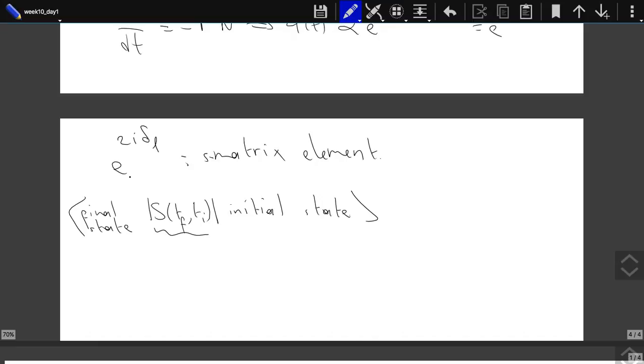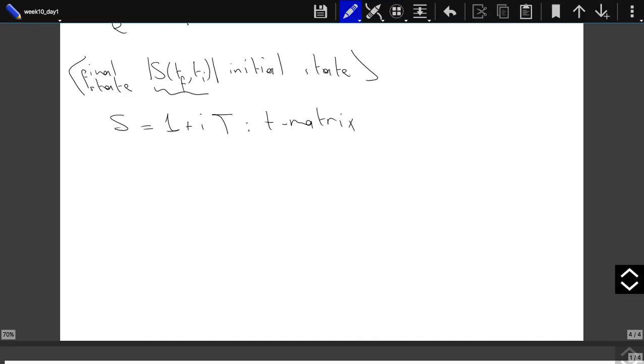Now, we will also define a T matrix, 1 plus iT. This is called the T matrix. Basically, 1 is no scattering, T is the scattering. T describes the scattering process. Now, we had this so-called Lippmann-Schwinger equation. This is equal to psi 0 plus. Did we discuss this one? No, let's write it from the beginning.